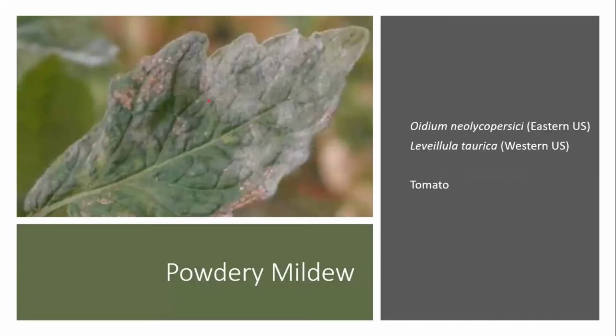Here's powdery mildew. Remember, I talked about powdery mildew on cut flowers, and I told you that it was caused by a series of Golovinomyces species. Powdery mildew on tomatoes, primarily oidium, and it is tomato specific. In the West Coast, you have a different group of pathogens. We have not seen it here, but oidium is our eastern U.S. powdery mildew. Again, tomato specific. This is not the one we saw in cut flowers.